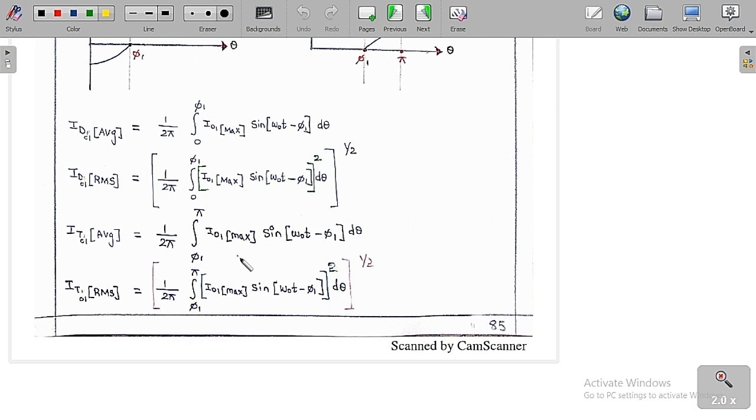The average value of the fundamental component of the thyristor current is 1 by 2 pi integration from phi 1 to pi, in which range the fundamental component of the thyristor current is equal to the fundamental component of the output current, I naught 1 max sin(omega naught t minus phi 1) d theta. Similarly, the RMS value of the fundamental component of the thyristor current is under root of 1 by 2 pi integration from phi 1 to pi of (I naught 1 max sin(omega naught t minus phi 1)) whole square d theta.